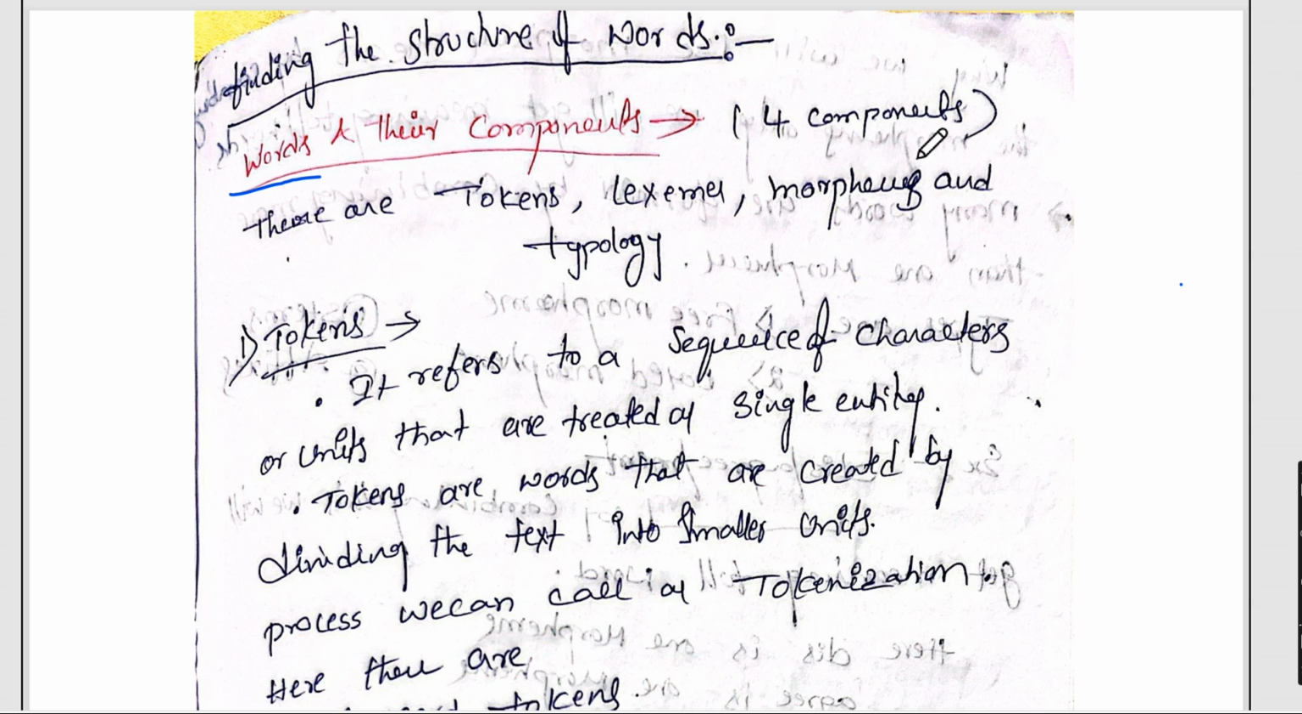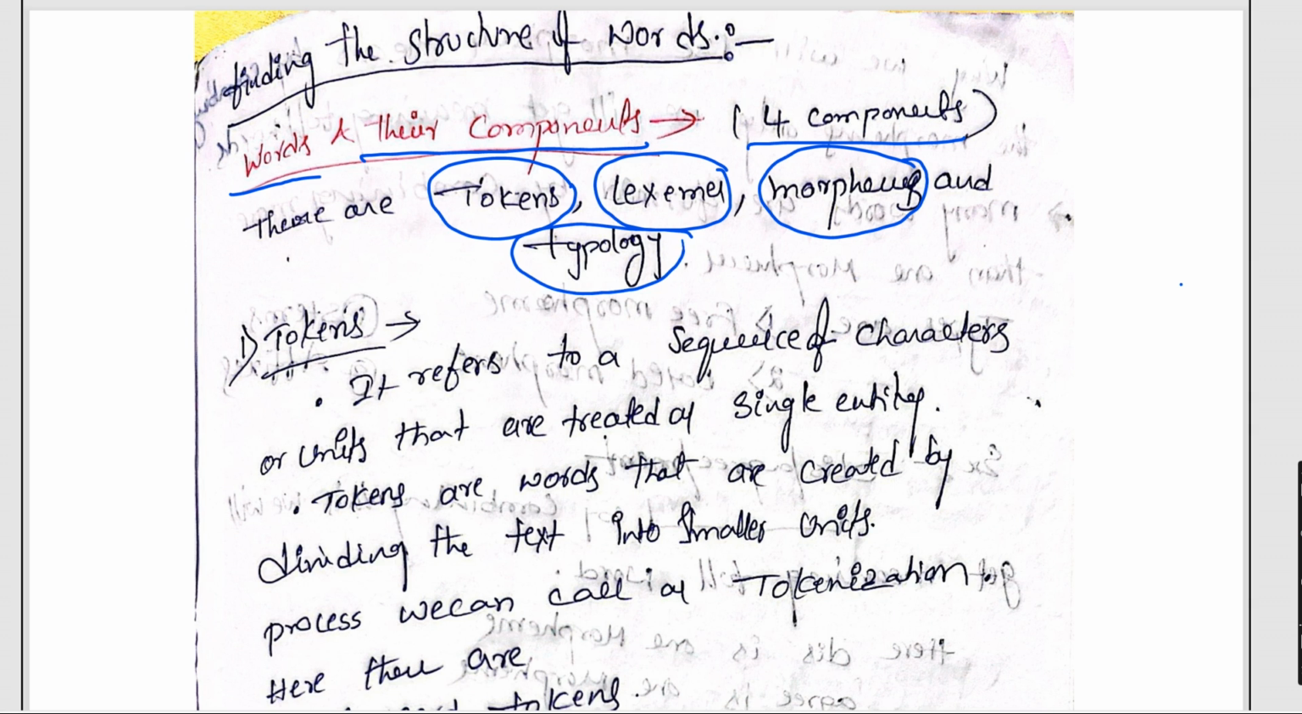Words are nothing but tokens. Words can be divided into small units, which are called tokens. Based on these tokens we need to find the lexemes, check the morphemes, and see the language, that is, the typology. So the components of words can be divided into four: the first is tokens, the second is lexemes, the third is morphemes, and the fourth is typology.